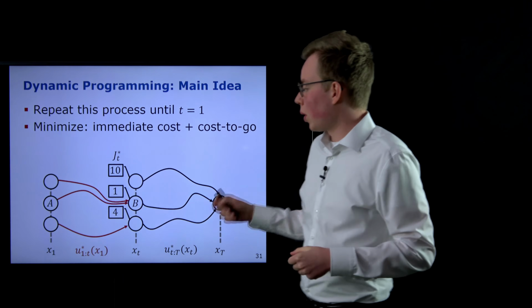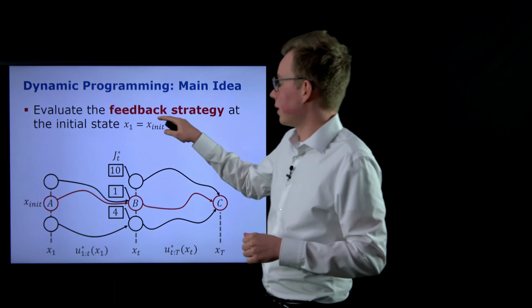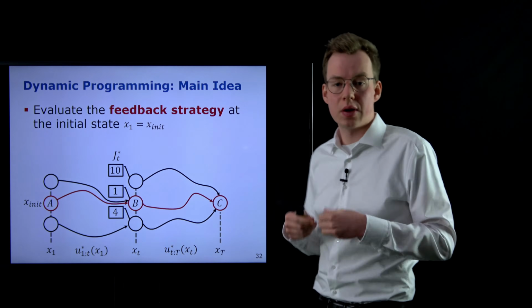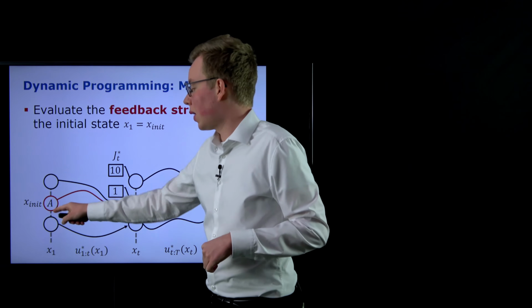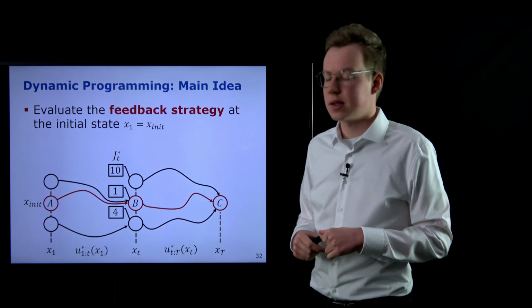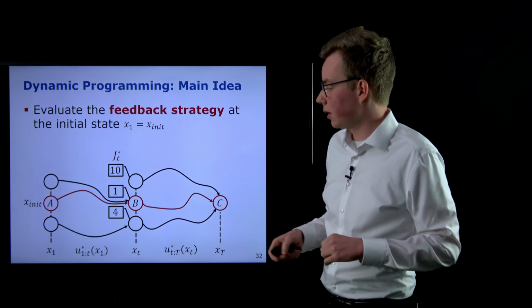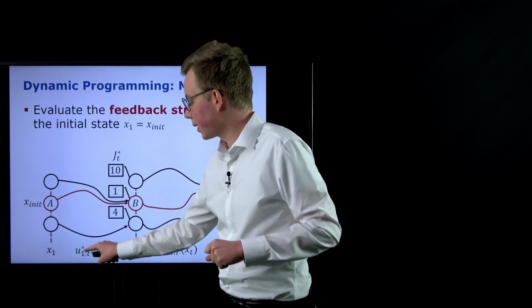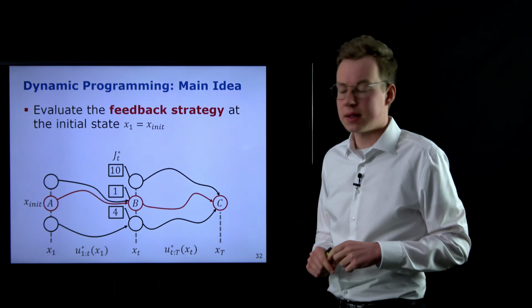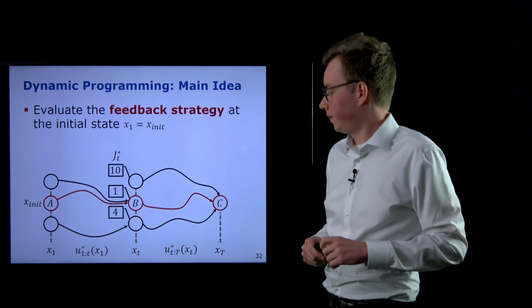And once we have this function, which is a feedback strategy because it maps a state to controls, we can now plug in our initial conditions. And so we say, okay, we were at state A, and if we are at state A, we can just evaluate the feedback strategy at that state, and we recover our original plan.